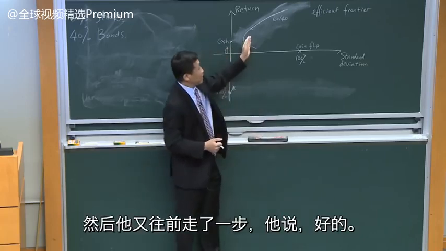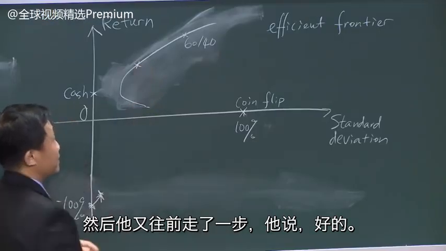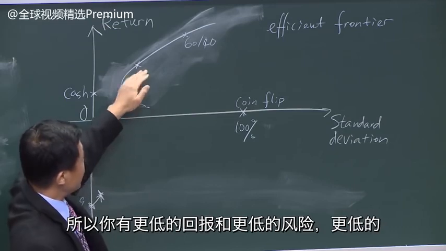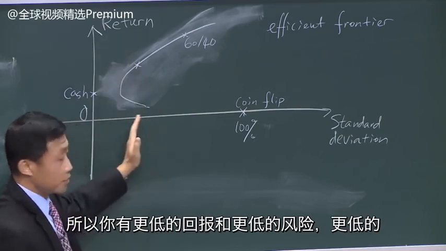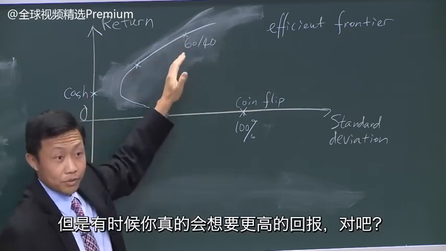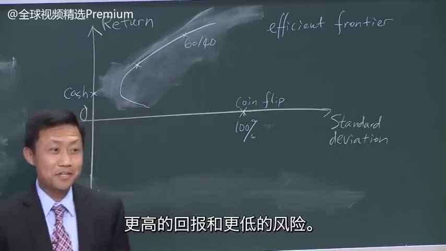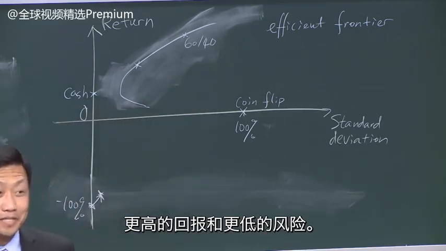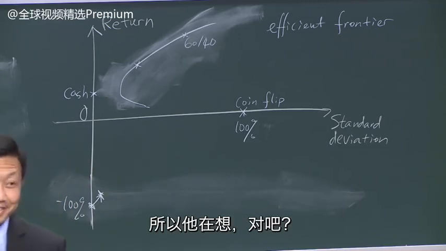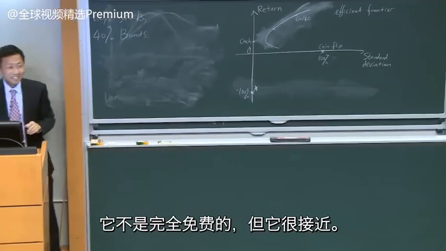The further step he took was this: equal risk gives you lower return and lower risk, a lower standard deviation. But sometimes people really want a higher return. How do you satisfy both, higher return and lower risk? Is there a free lunch? He was thinking about that. There is, actually. Not quite free, but it's the closest thing.